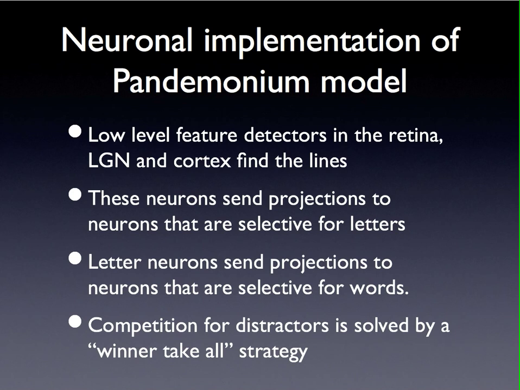And the competition for distractors is solved by what's called a winner-take-all strategy. Once you decide that that letter is an R, you eliminate all other possibilities. And so the neurons that encode the letter R will actually inhibit the other letters, like P, that are similar to R but not R.